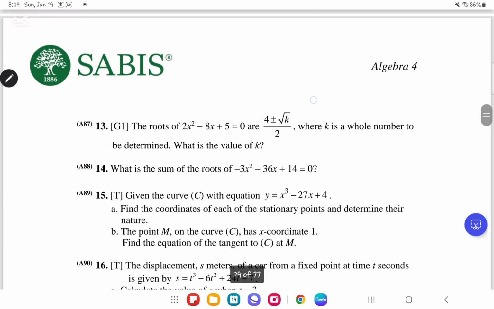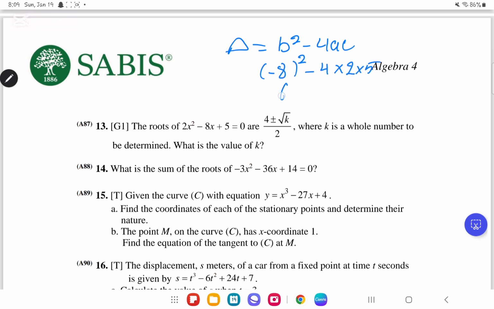Moving on to grid number 13. Here we have to apply the discriminant rule. We know discriminant is equal to b squared minus 4ac. b in this case is minus 8, so it's going to become minus 8 squared minus 4 times 2 times 5. So 64 minus 40, which is then 24. And don't forget about the discriminant. If you have it negative, you don't have any roots. If you have it 0, you have 1 root. And if you have it positive, then you have 2 real roots.